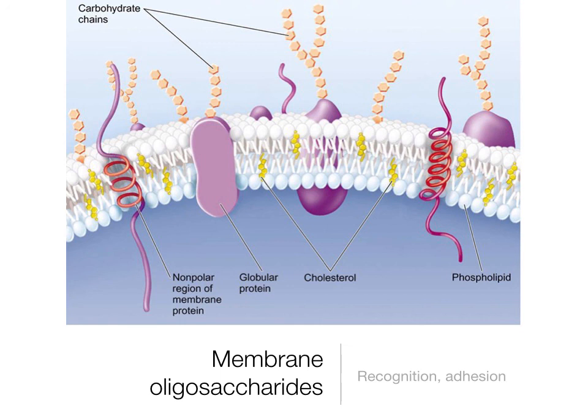They can be, as we said, added to proteins, and in this case they're called glycoproteins, or they can be added to the phospholipids, and in this case they're called glycolipids. Their main function is recognition and adhesion to other cells. So this closes the video about the structure of the plasma membrane.